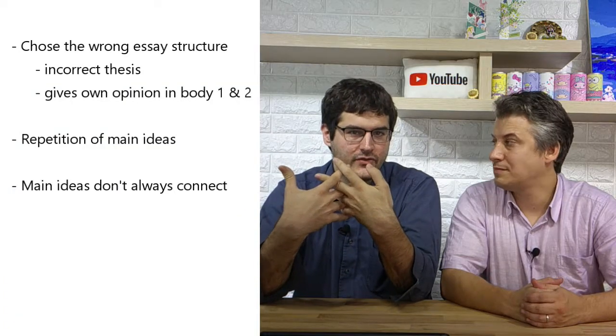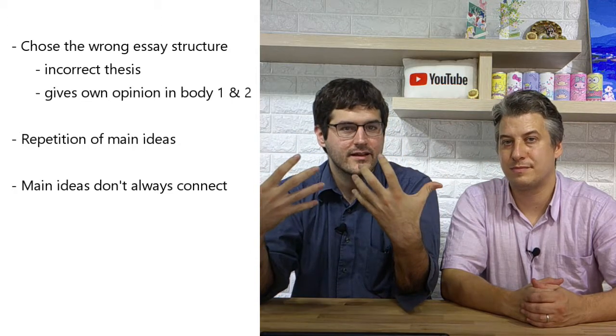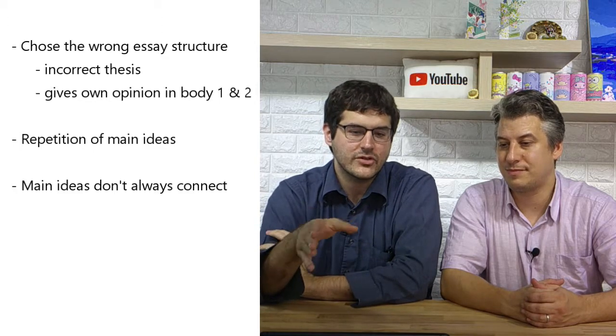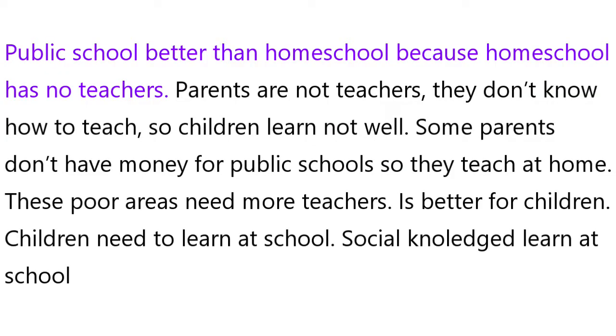Now, one other pretty big problem that we see is his cohesion in his paragraphs. That means, do the ideas connect? If we look at his body 1, we see that he does have a topic sentence. Public schools better than homeschool because homeschool has no teachers. That is a topic sentence, so this whole paragraph should be about not having teachers and how that makes homeschooling better. Now, he does go into how parents are not as good as teachers. He does that well, and that does support it.